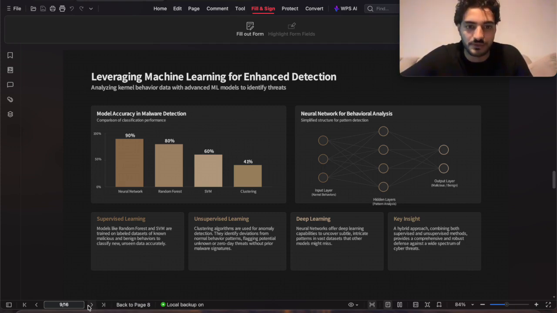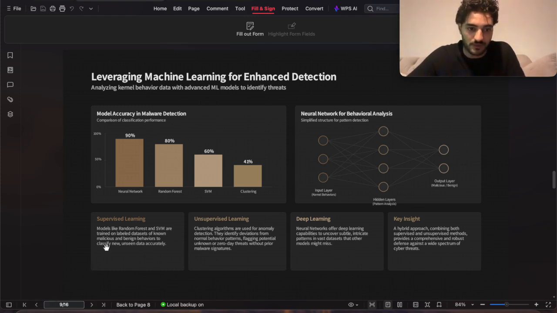Leveraging machine learning for enhanced detection, model accuracy, and malware detection, as we can see the percentages in the chart in the analysis. Neural network has 90%, random forest has 80%, SVM has 60%, clustering has 41%. And the neural network from behavioral analysis has like 3 stages, so it matches between the others. It's like the input layers, kernel behaviors, and the hidden layers, pattern analysis, output layers, and malicious or benign.